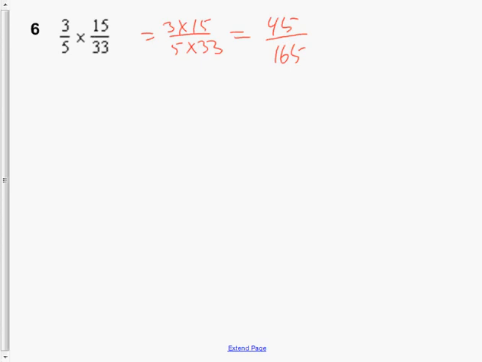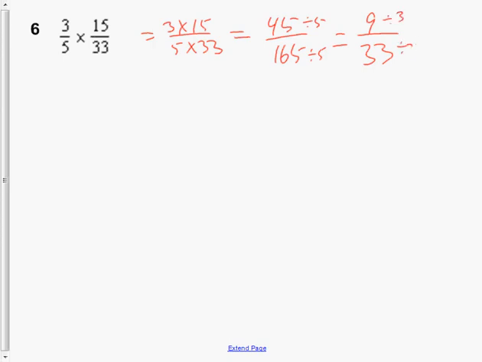You then realize that both share a factor of 5. When you divide the numerator and denominator by 5, it gives you 9 over 33. And then you might say that's lowest terms, but then what you forget is that 33 has 3 as a factor, and so does 9.